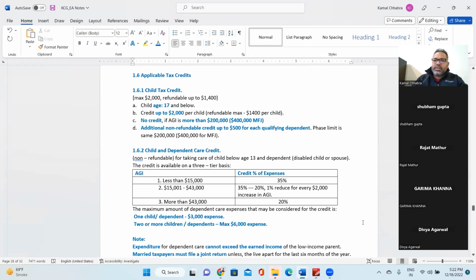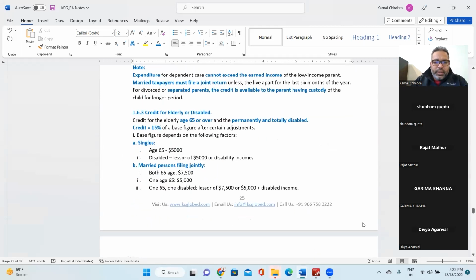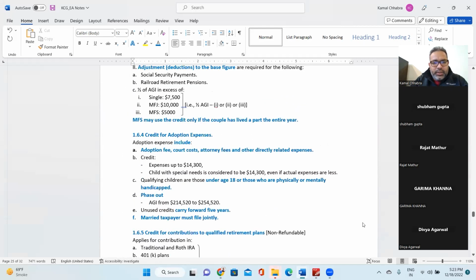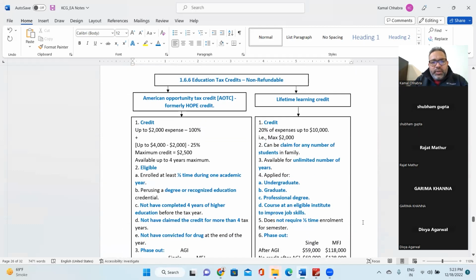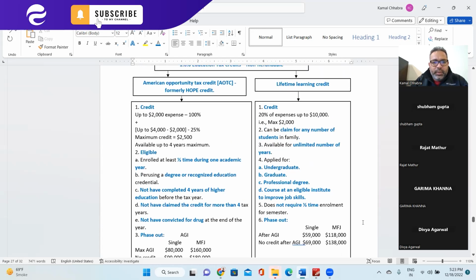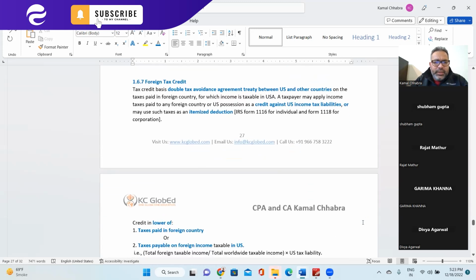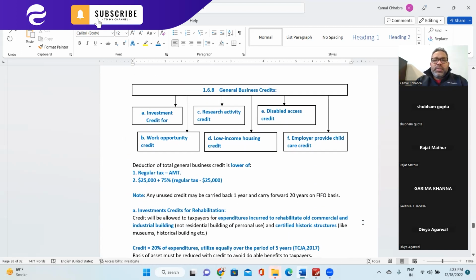So we did the child tax credit, the child and dependent care credit. After that we did the credit for elderly or disabled people. And then we cracked the credit for adoption expenses, the credit for contribution, and then we invested a good amount of time in understanding the education tax credit, which is a non-refundable tax credit. There we studied both the American opportunity tax credit and the lifetime learning credit. And then lastly, before going on a break, we finished off the foreign tax credit, and we did certain examples for that also. Now we are jumping on to the general business credit.